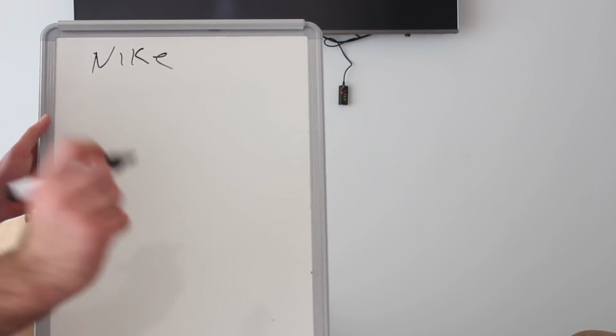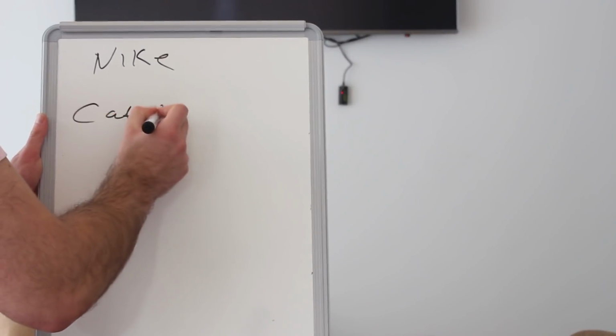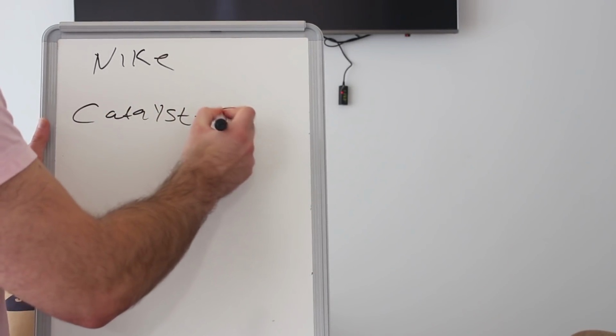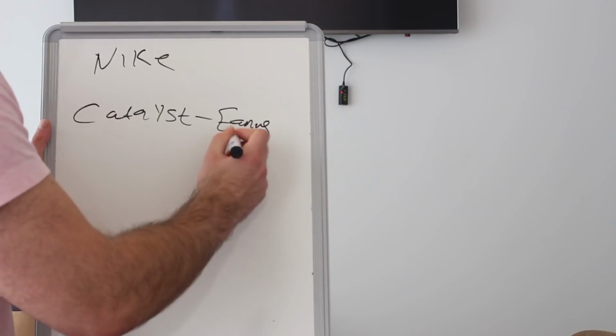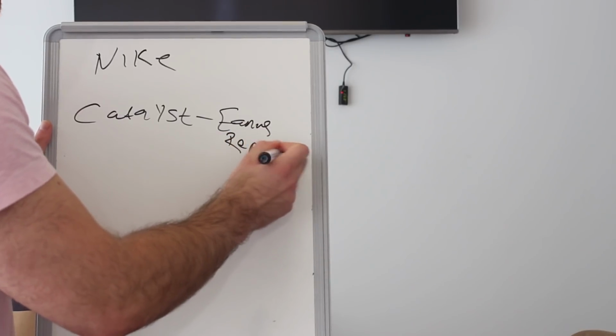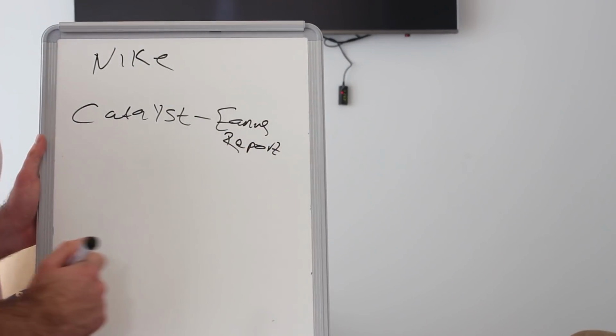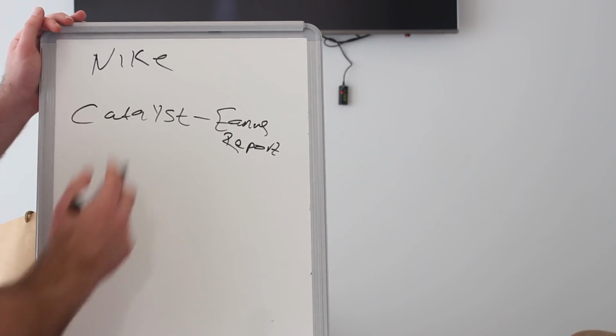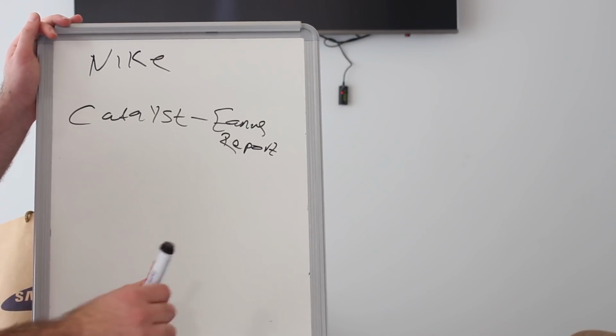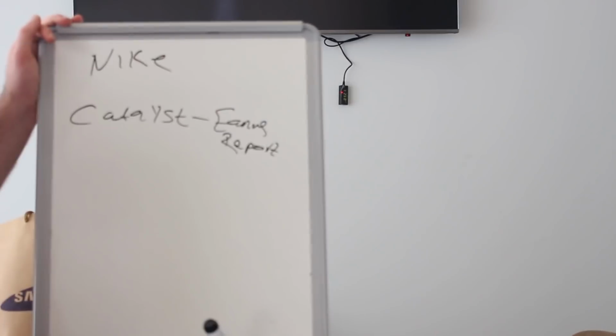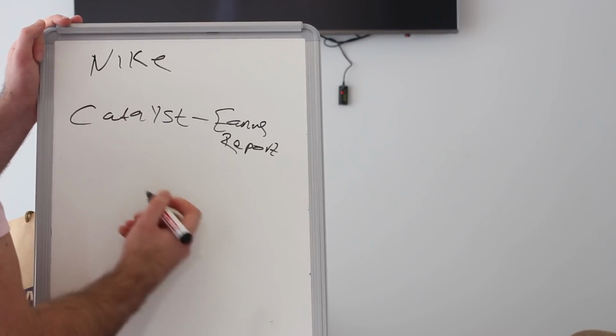So obviously we need a catalyst. What is a catalyst for Nike? Earning report. Okay, my friends, earning reports. Now, the earning report is the catalyst. That means it will influence investors to either buy the stock or short it. So, the earning report is here.